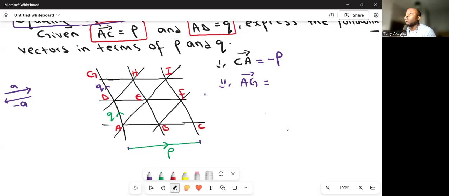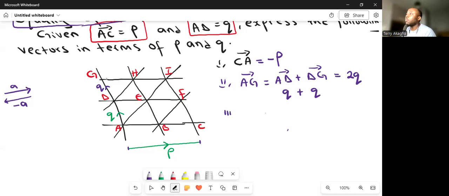So if I'm moving from A to G, I have to first move from A to D. After that, then I move from D all the way to what? G. Are you seeing it? So A to D was Q, and D to G as well was also Q. So therefore, AG is going to be equal to what? To Q. Are you seeing it?